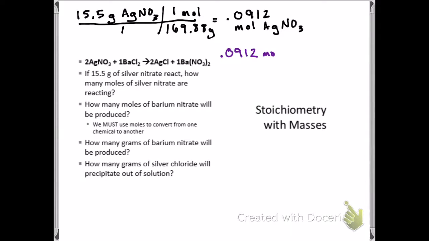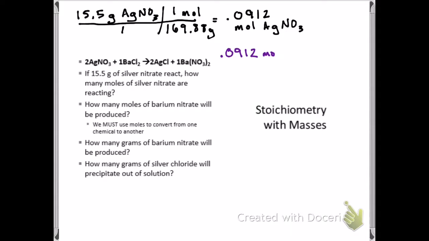So at the top you see 15.5 grams of silver nitrate, and then I went to the periodic table and found the molar mass of silver nitrate, and when I added all those up, I got 169.88 grams. So I set it up like that. We've got grams on top on the left, so we need grams on the bottom so that that'll cancel. And when you divide that, you should get 0.0912 moles of silver nitrate. That's the answer to that first bullet point. All we want to do there is go from grams to moles. We have 0.0912 moles of silver nitrate.